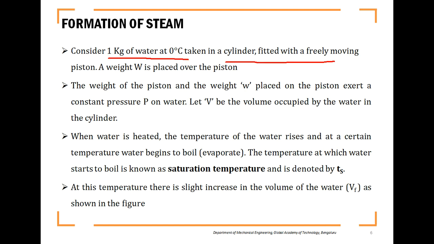In a cylinder fitted with a freely moving piston, a weight W is placed over the piston. The weight of the piston and the W placed over the piston exerts a constant pressure P on the water. And V is the volume occupied by the water in the cylinder. We have denoted it by Vf. Now you have to start heating the water which is filled in the cylinder.